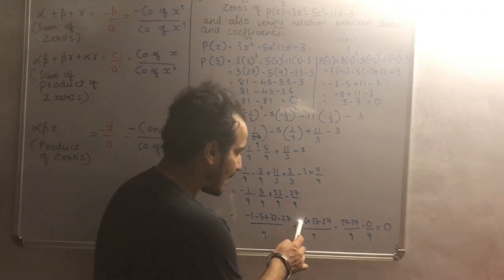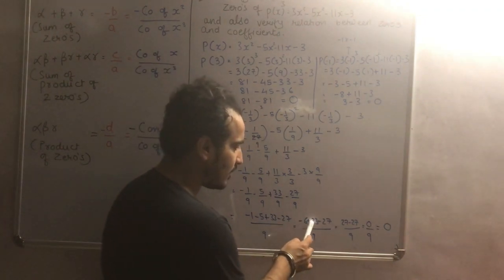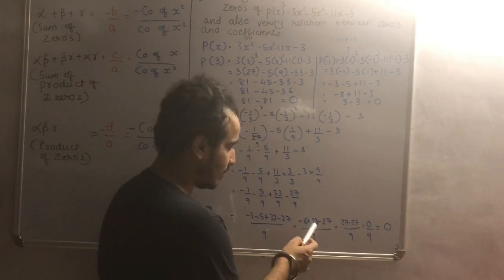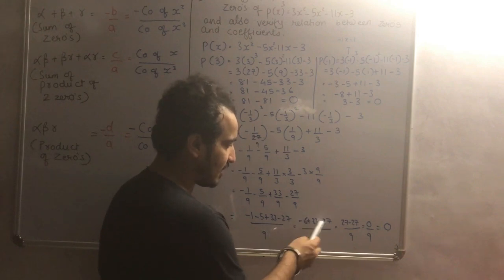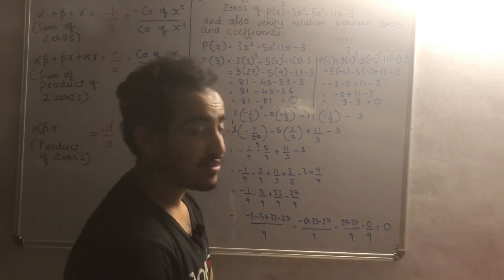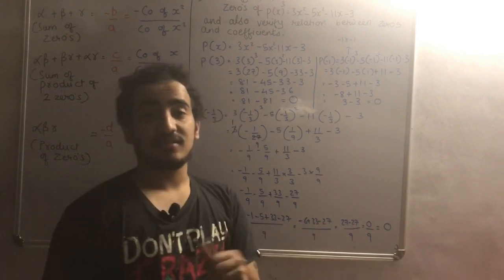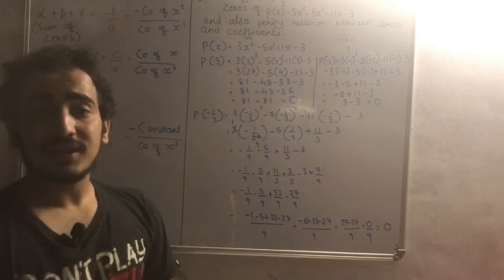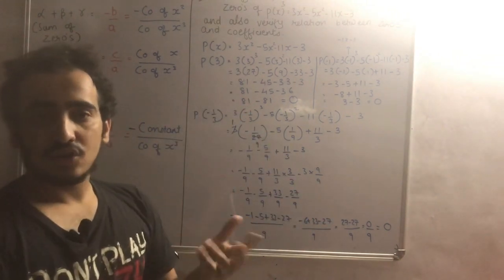So now minus 6 plus 33, minus plus minus. Okay. So 33 minus 6 is 27. Sign of a greater number is plus. So here we will keep plus only. So 27 minus 27 is 0. 0 upon 9 is 0. So we can say that all three are the zeros of the polynomial.